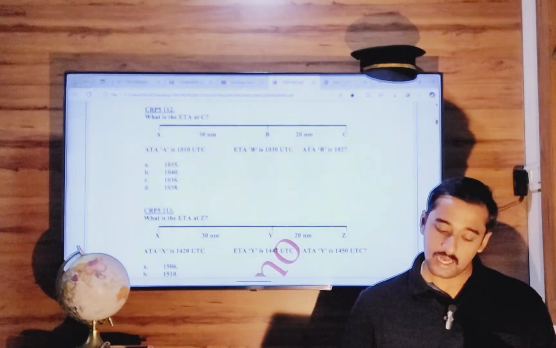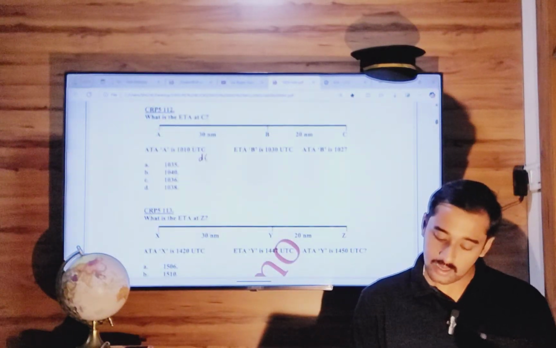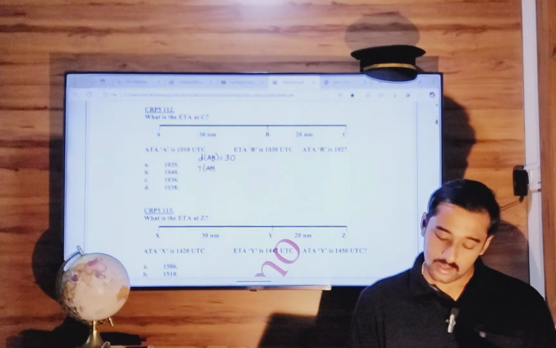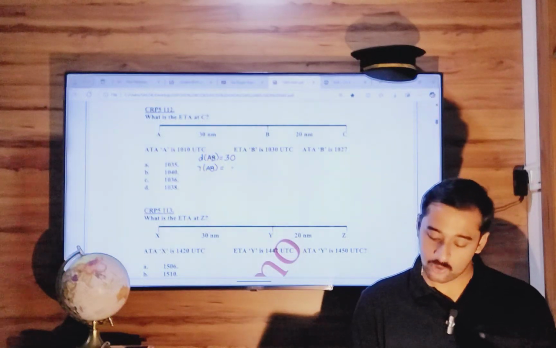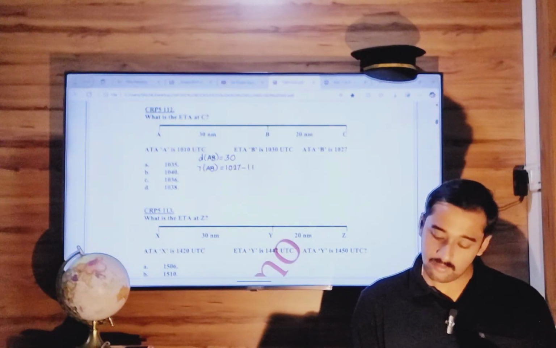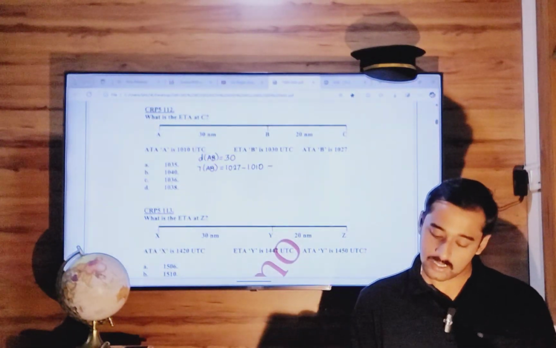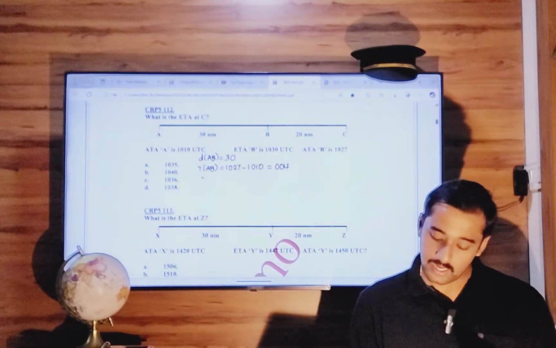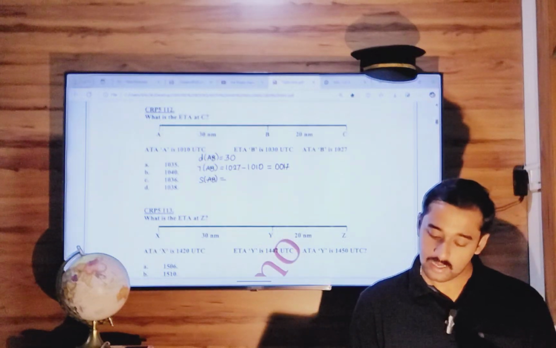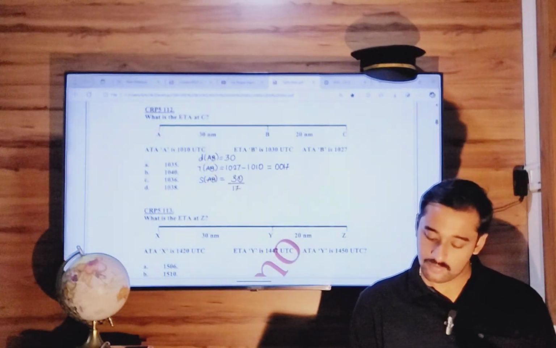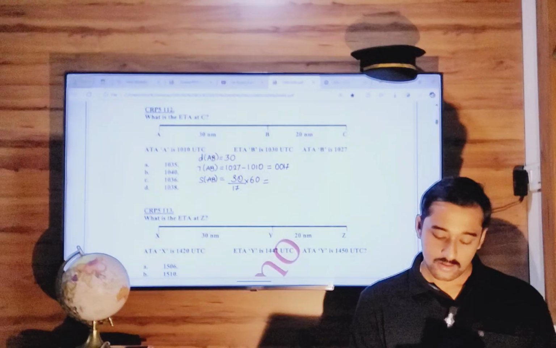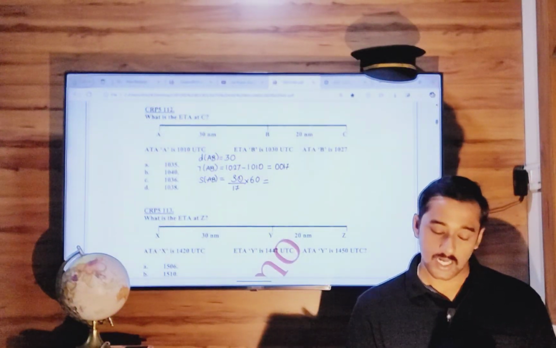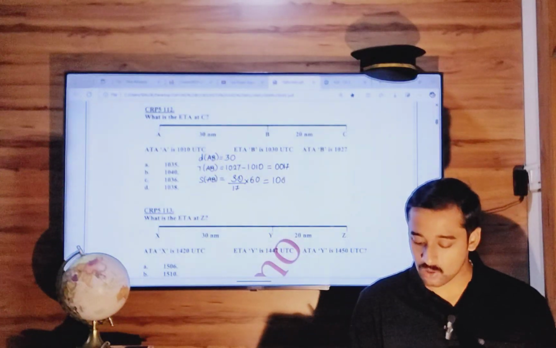Next, similar question. Distance AB is 30 miles. Time AB is actual time of arrival at Bravo 10:27 minus time you left Alpha, so this is 17 minutes. Ground speed will be distance divided by time, so 30 into 60 divided by 17, that is 105.8, so 106 knots.